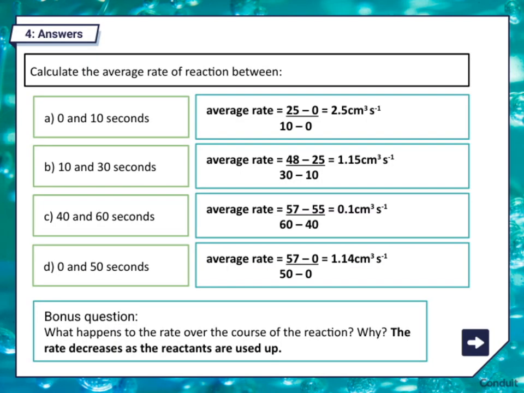Let's look at how to calculate the average rate of a reaction over different time intervals. We find the change in volume of gas produced, then divide by the time elapsed. For example, between 0 and 10 seconds, the rate is 2.5 cubic centimeters per second. As time goes on, the rate changes, usually slowing down. That's because the reactants get used up, so the reaction has less fuel to keep going fast. This slide shows those calculations clearly.